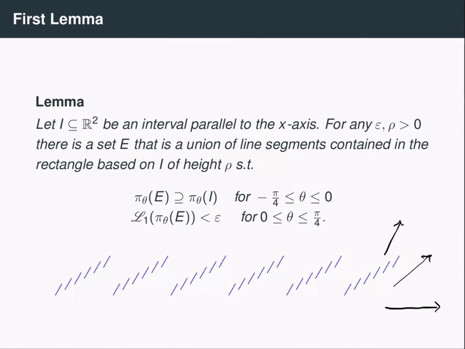And moreover, you can verify that when I take the projection in angles between 0 and pi over 4, so in a direction like this, any line going in that direction that passes through I will also pass through one of these blue segments. And then the idea is just keep going with this construction, replacing these line segments and so forth until you can guarantee that every angle between 0 and pi over 4 will also have small projection.